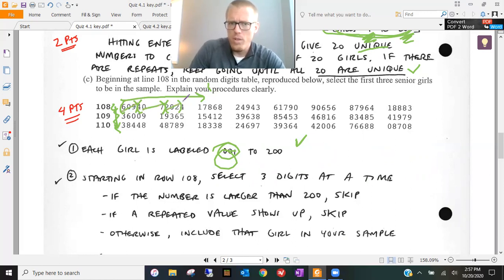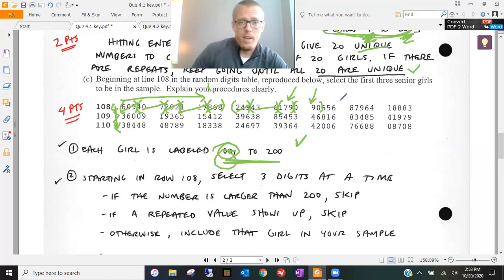Notice what's true about all those. They're not helpful. None of those numbers are in the range that I have. 417, not helpful. 868, not helpful. 249, not helpful. When am I going to get to a number that actually helps me here? This is my first individual that's selected because this is my range, 001 to 200. I finally got my first student. And the next 3 digits is 090, so there's my second student, and I want to pick how many? Select the first 3 senior girls. So I'm going to keep going.